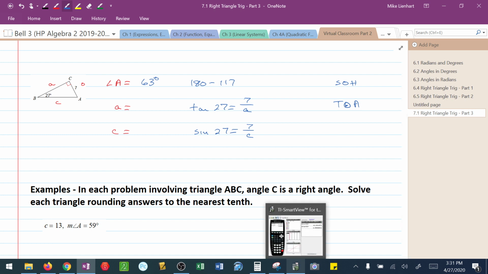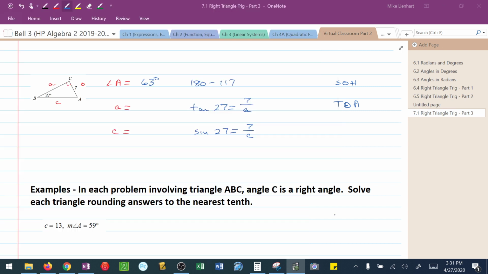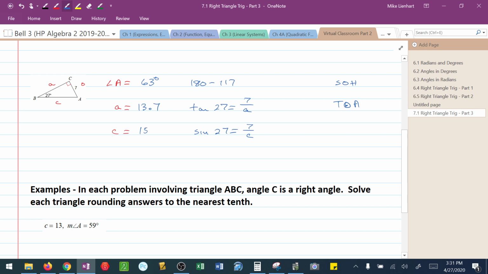All right, so 7 divided by the tangent of 27 would leave me with 13.7. And 7 divided by the sine of 27 would leave me with 15.4. Okay, and again, those are the answers. I want to show how I arrived at them, though. That's the work that's over to the right there.